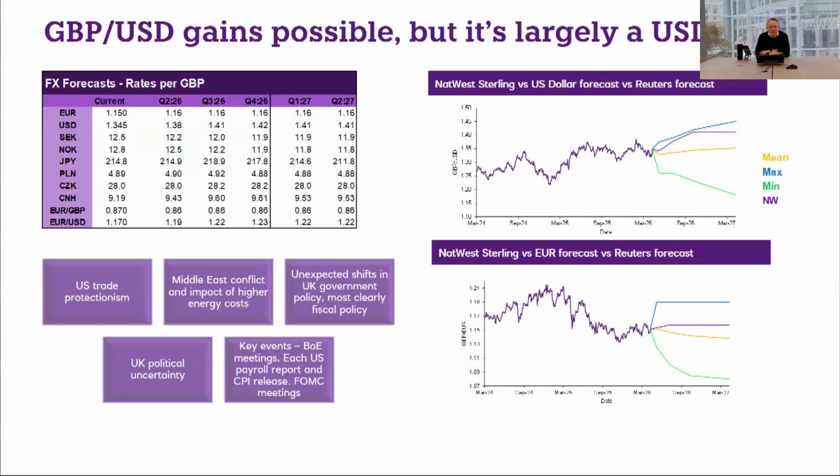So looking at the table at the top left of the screen, it's got the sterling exchange rates against some of the currencies that I get asked about more often here at NatWest. At the top, you've got sterling euro, and then you've got sterling dollar there as well. Despite the energy price shock from the Middle East conflict, our forecasts remain relatively unchanged. We still see sterling dollar moving higher in the quarters to come.